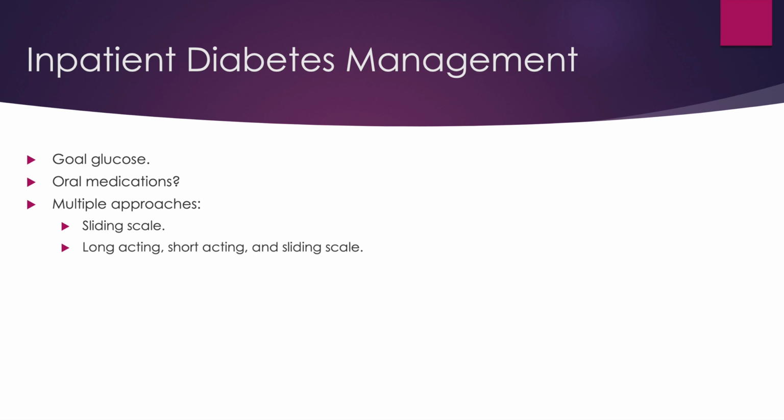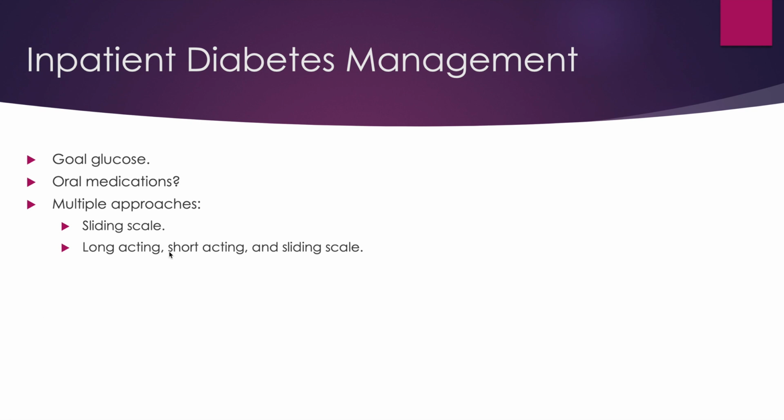Now a better way to manage diabetes while inpatient is to use a combination of a long acting insulin, a short acting insulin, and a sliding scale insulin. The sliding scale insulin works the same way as described. The long acting insulin you most often give once a day. Sometimes you may give twice a day, in the morning and at night. If you give once a day, most commonly you will do it at night. The purpose of this long acting insulin is to help bring the baseline glucose level lower than what the patient was staying at.